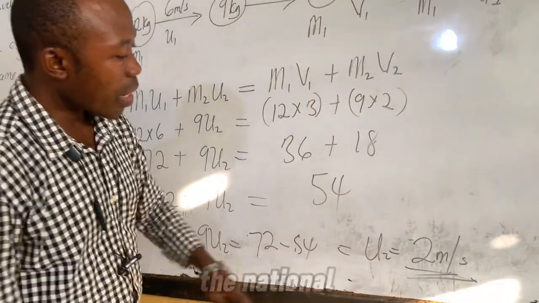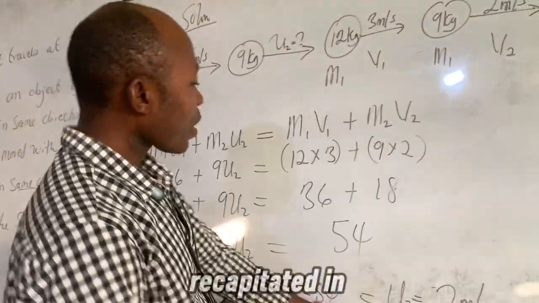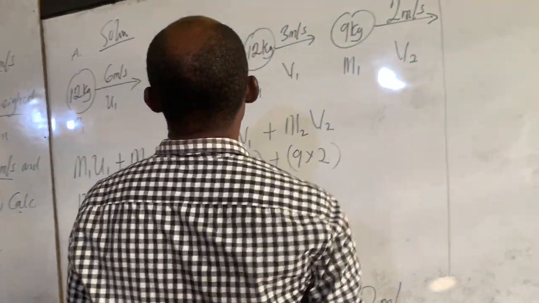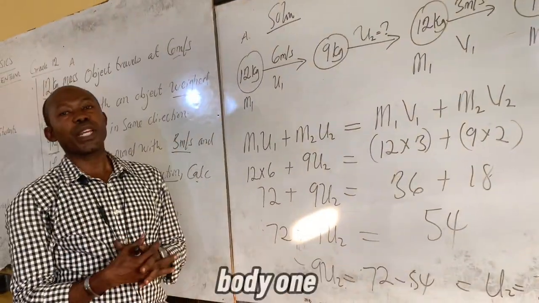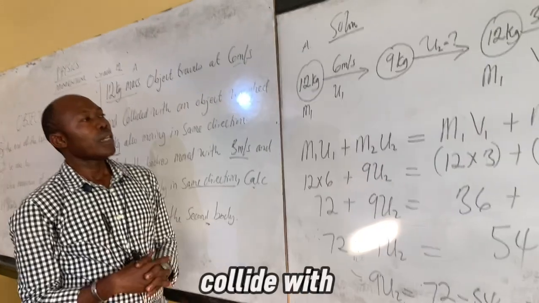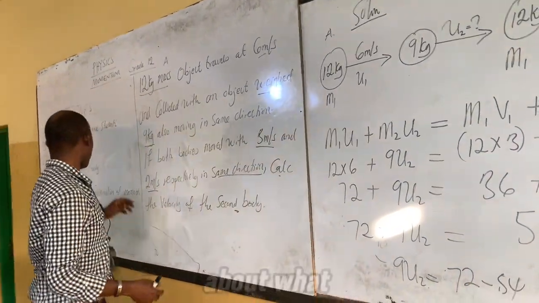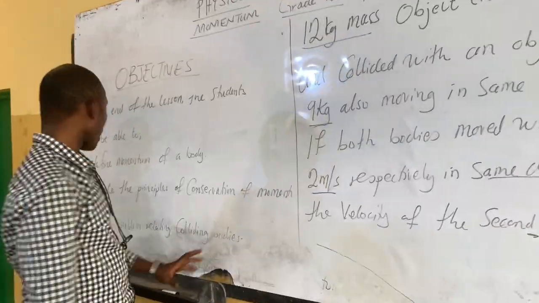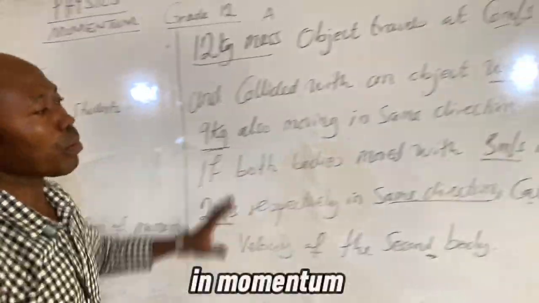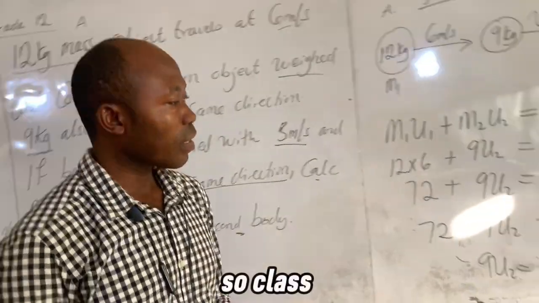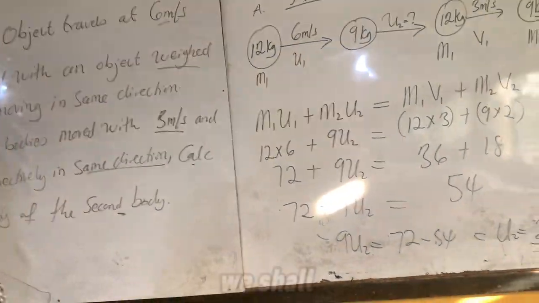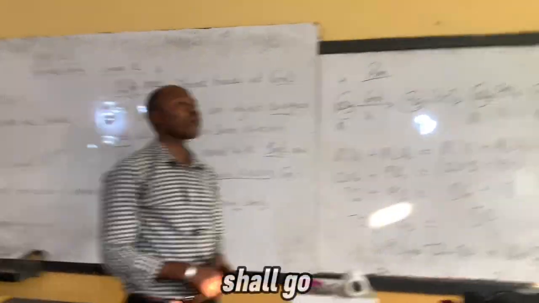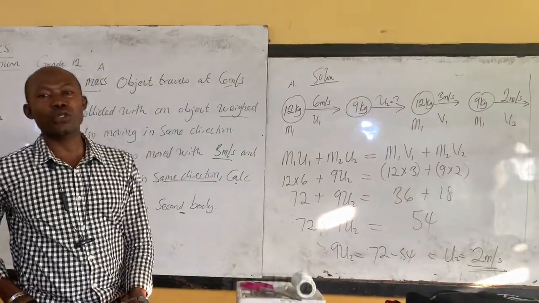So, in a nutshell, we calculated it, we got this. This is how to find momentum of colliding bodies when two bodies collide. We talked about what is momentum, the principle of conservation of momentum, and we solved a problem related to momentum. So, class, when we meet again, we shall solve more questions related to momentum, where we shall go deeper into other concepts. Thank you so much. Bye-bye.